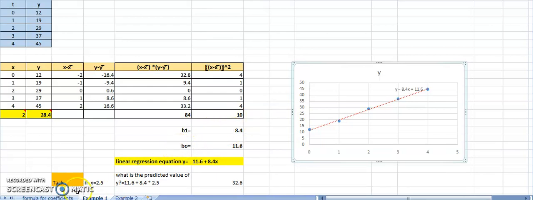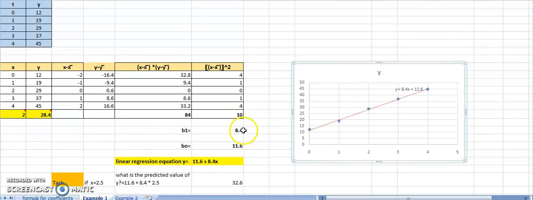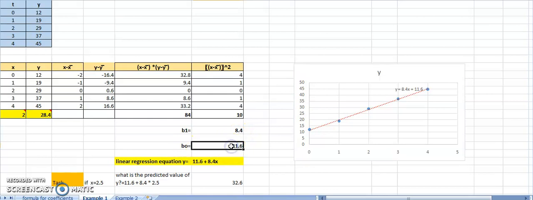Now the formula for B0 is mean of y minus B1 into mean of x. So that's simple, I have already calculated B1. So I calculate B0 as mean of y minus 8.4 into mean of x. That's how I get the value, that's nothing but 11.6.